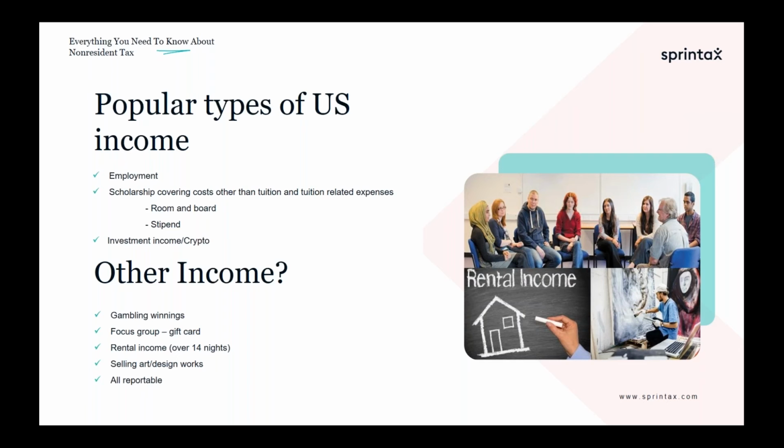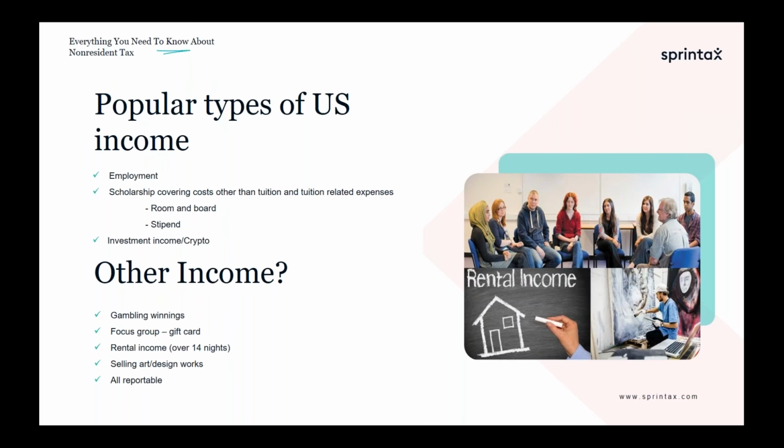Then looking at some of the popular types of US income that you might have received during the tax year that would typically trigger a filing requirement for non-residents. We have employment income, so if you had an on-campus employment job or perhaps an off-campus employment job. If you receive scholarship that covers expenses outside of tuition and tuition-related expenses, such as room and board, or a stipend, or a housing allowance, or rent, for example, that'll typically be taxable and reportable on your return.